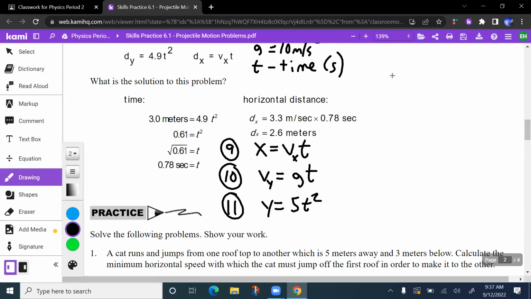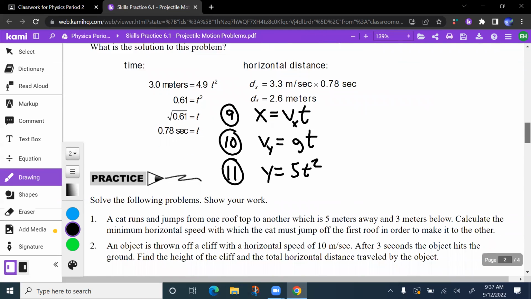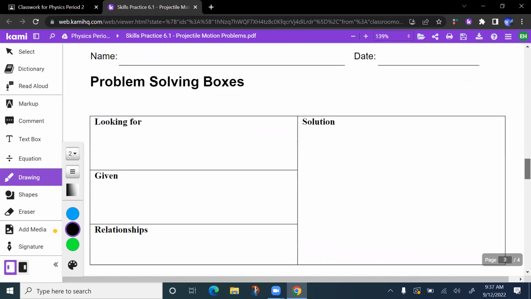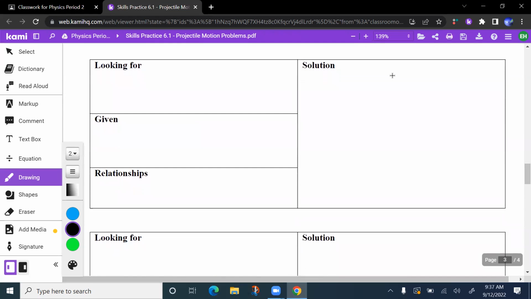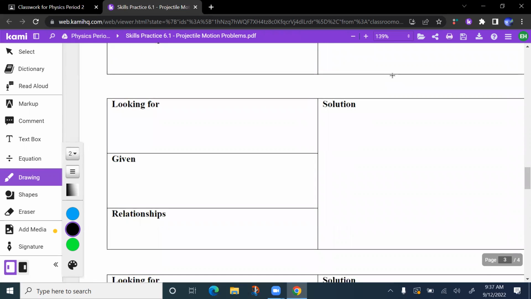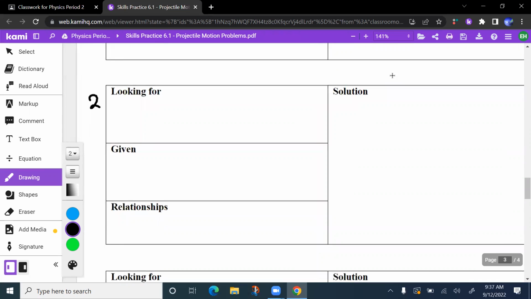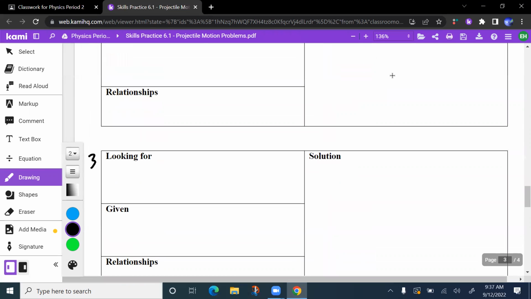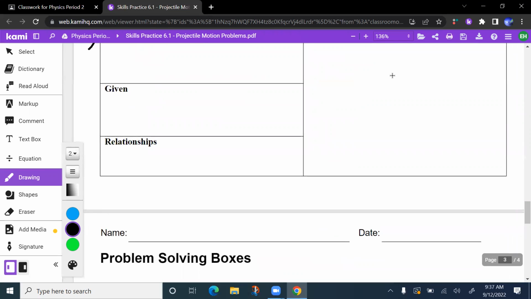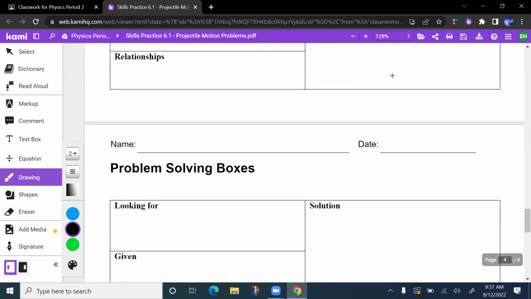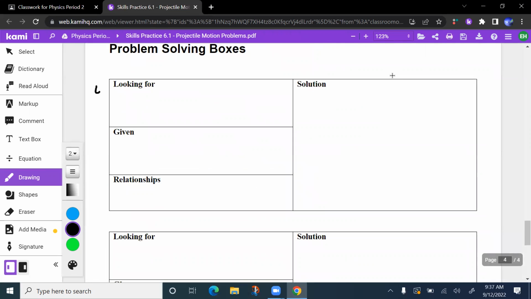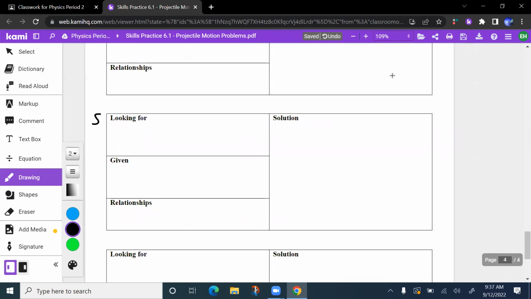So before we begin to do any work, let's go down to the problem-solving boxes below, and let's make sure we number them off accordingly. So here's box 1, 2, 3. Okay, and on the last page, we have problem 4, problem 5, and problem 6. Here we go.